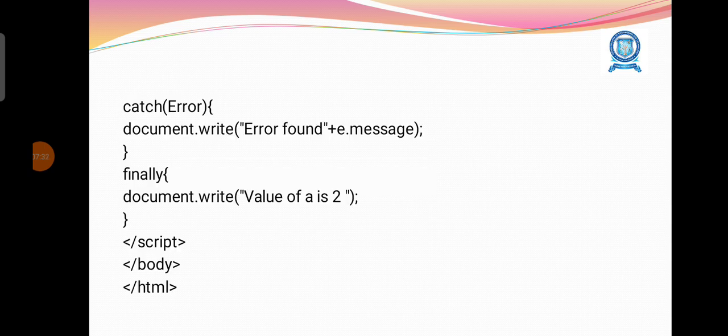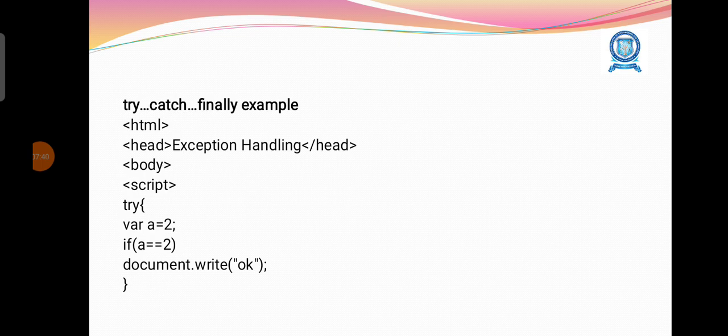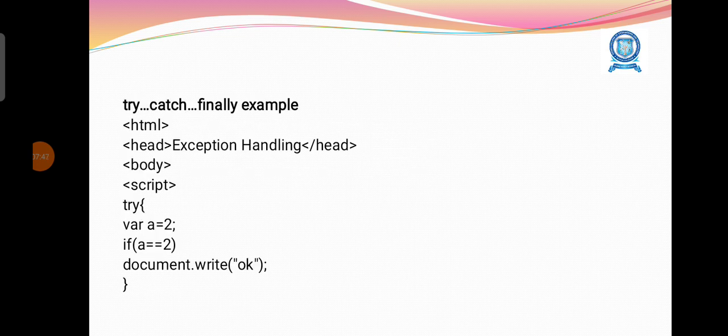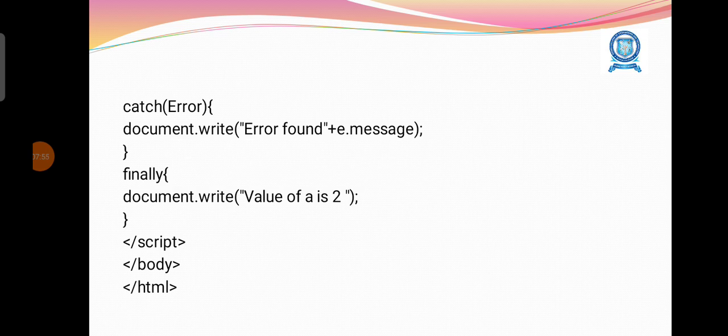In the output, since the value of our variable is 2, we don't get an exception, so we get the proper output. Exception handling is the heading we have defined in the HTML document. Then we are getting OK, since the value of the variable is 2. Then following that, value of a is 2. This is the statement we have defined in our finally block. So we are getting the output like this.